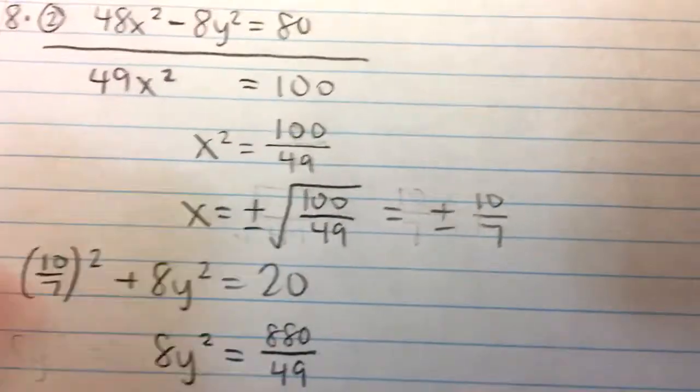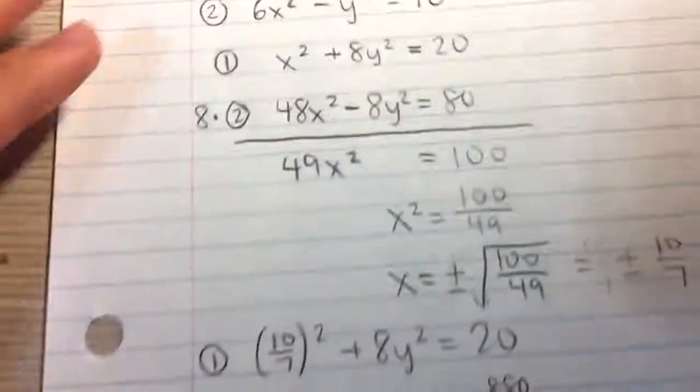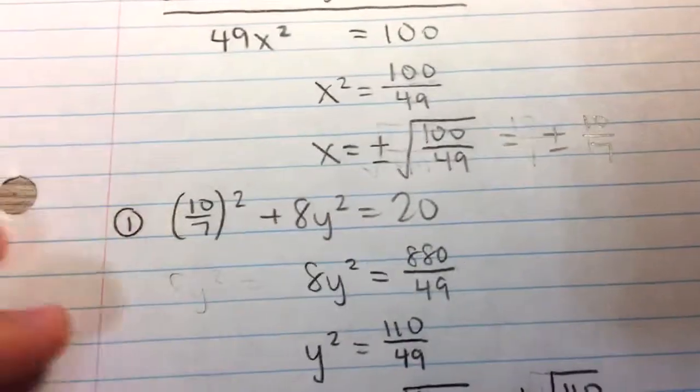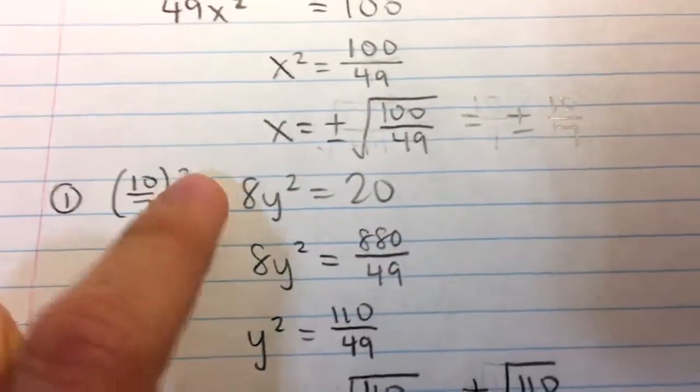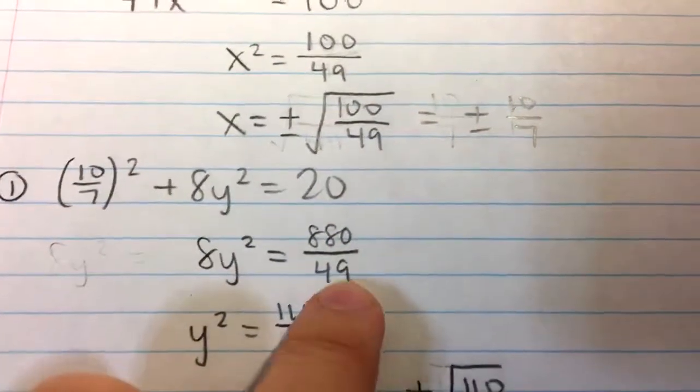And so to solve for y, we're going to plug this back into either one of the original equations. I chose the first one. Plug it in for x, and then we can solve for y. So here, 20 minus 10 over 7 squared. It's kind of hard to do by hand, but on your calculator, you'll get 880 over 49.